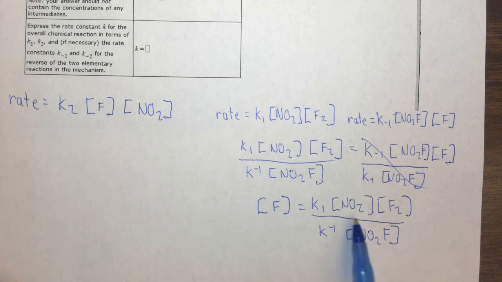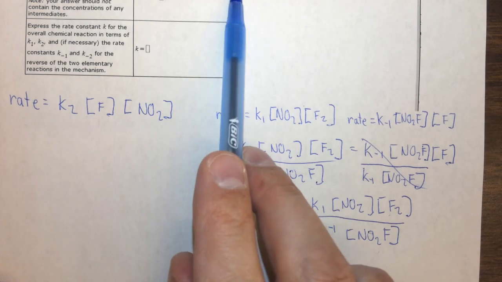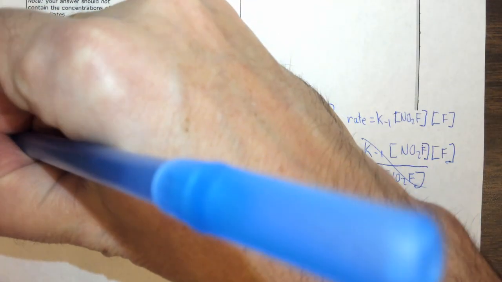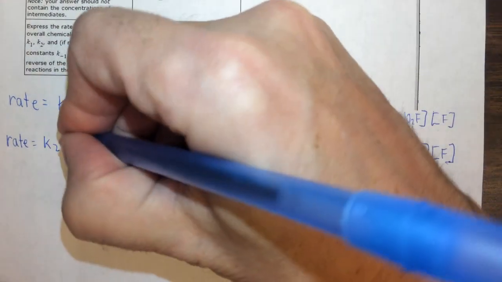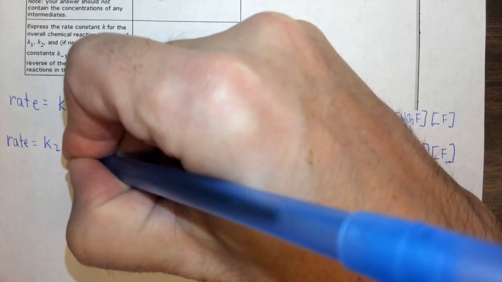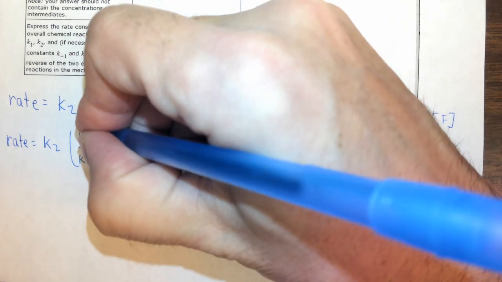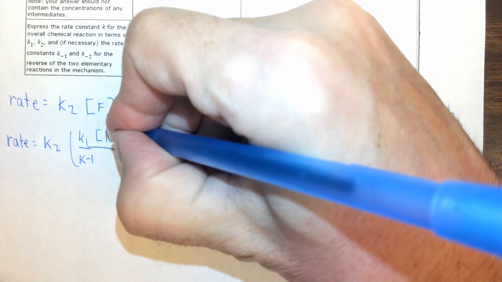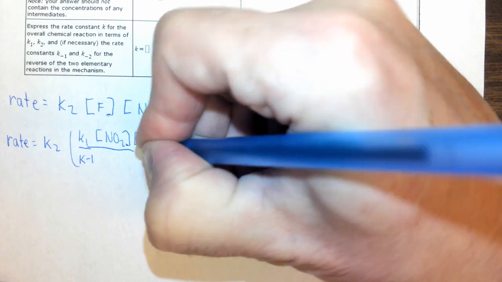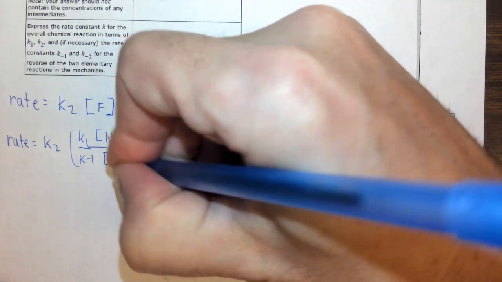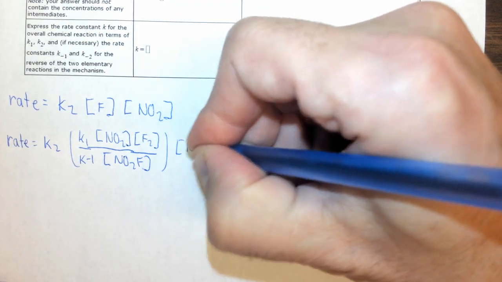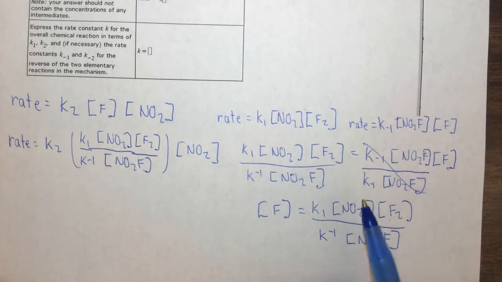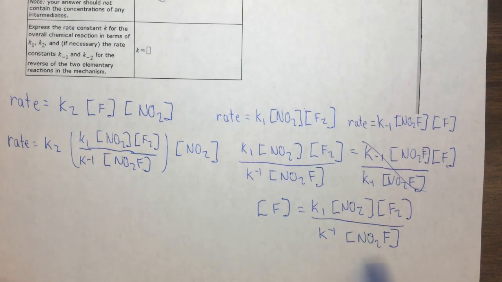Now we have a value for the concentration of F that we can plug into this equation, and we have only chemicals that are actually found in the overall reaction. We don't have any more intermediates. So here the rate equals k2 times this expression for the concentration of F, which is k1 over k minus 1, concentration NO2, concentration F2 over concentration NO2F, all times the concentration of NO2. All I did was plug in this entire expression for the concentration of F.